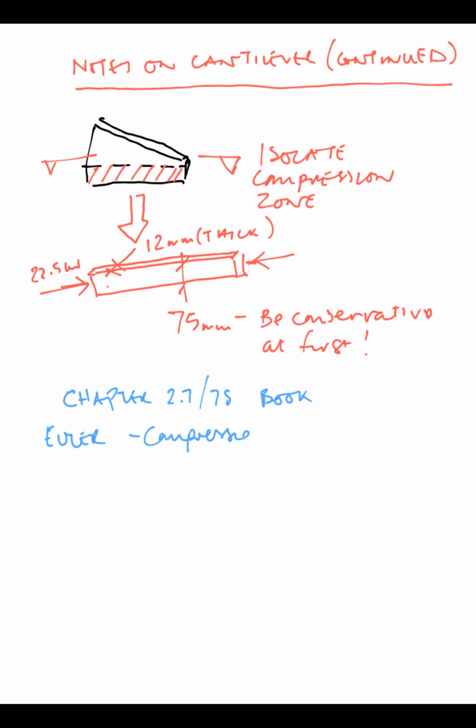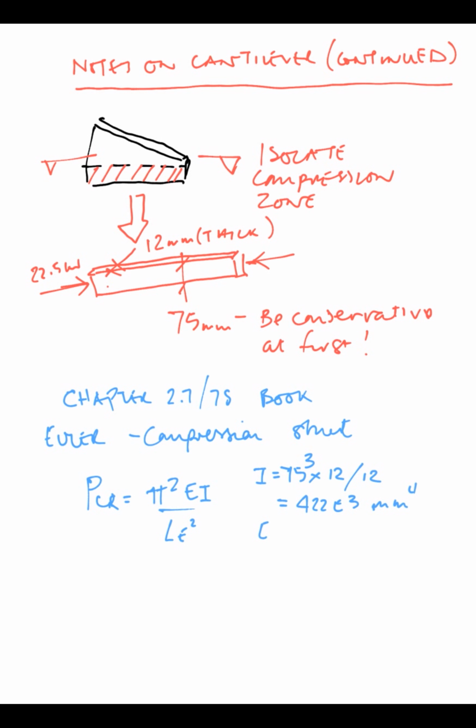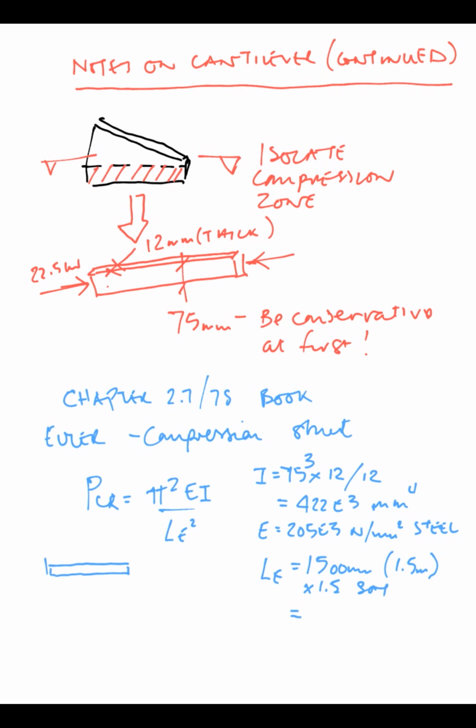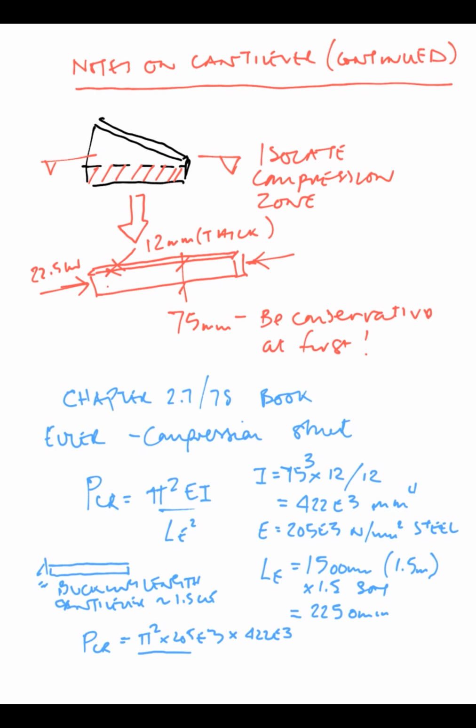and in chapter 2.7, page 78 in the book, we're going to do an Euler buckling check, Pcr, and you could also do a compression check, just standard bending. So the I value is 75 cubed times 12 over 12. We've got E of 205 times 10 to the 3. The effective length is going to be, let's say, a 1.5 factor for buckling. So we multiply out 1500 by 1.5, which gives 2250 millimetres for our Le, our effective length.